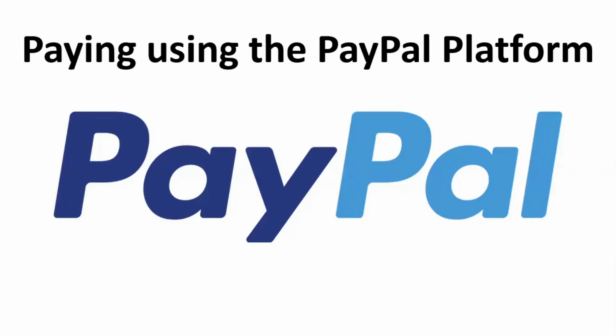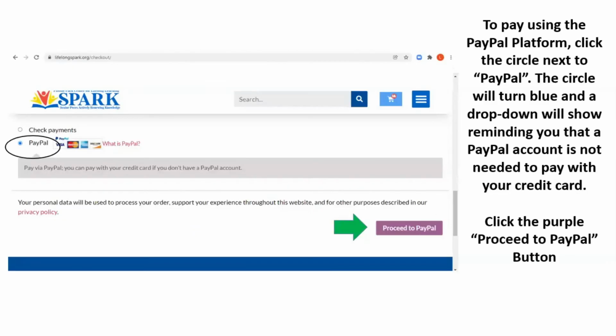Now let's discuss paying by credit card using the PayPal platform. To pay by credit card using the PayPal platform, click the circle next to PayPal. The circle will turn blue and a drop-down will show reminding you that a PayPal account is not necessary to pay by credit card. Click the purple Proceed to PayPal button.